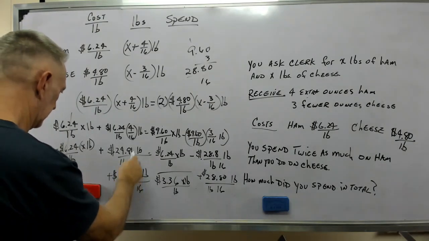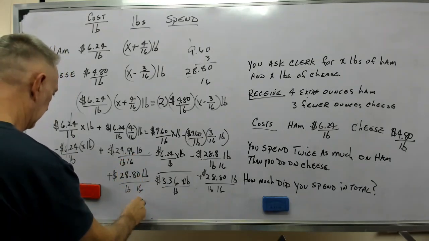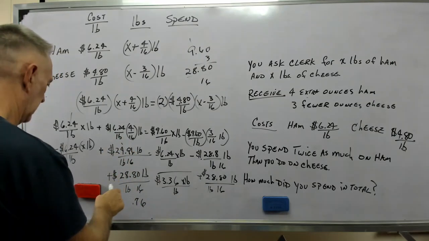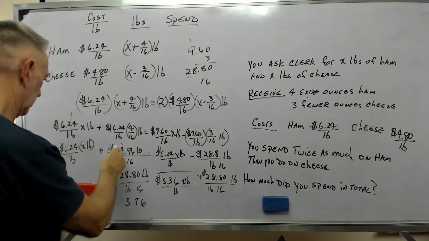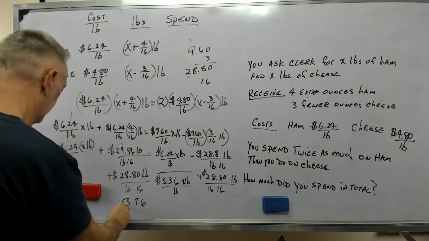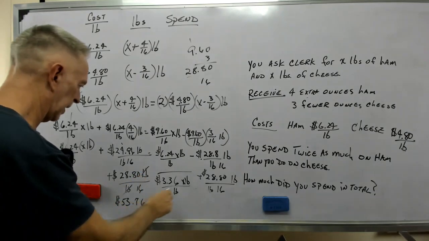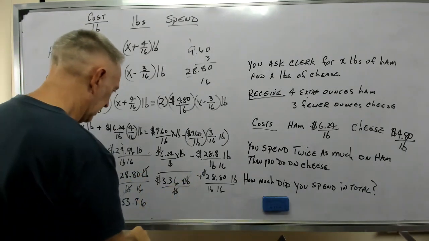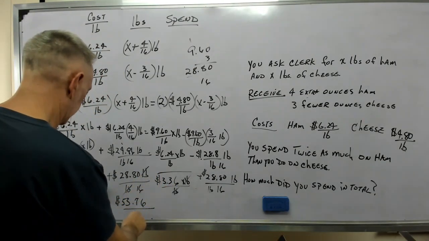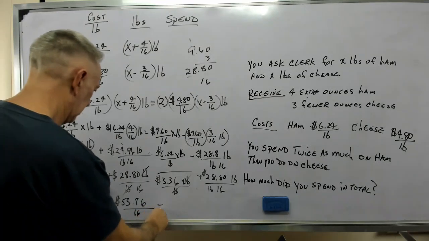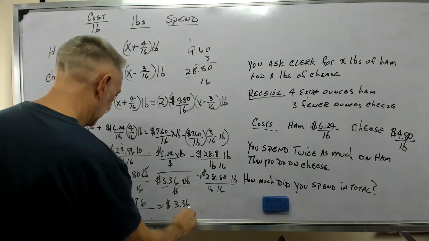Alright, so let's add all this up. 0 plus 6 is 6. 9 plus 8 is 17. Take a 1. That's 9, 10, 13. 1, that's 5. 53, 76. Heck, let's just wipe the pounds out. Let's just get rid of that. Okay. 53.76 over 16 equals 3.36 X.